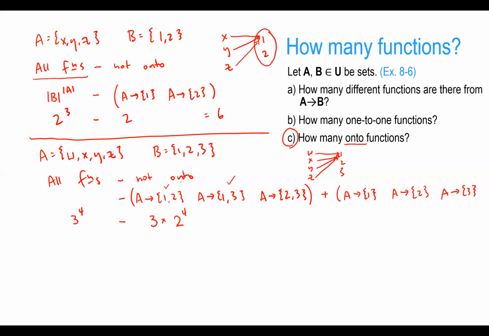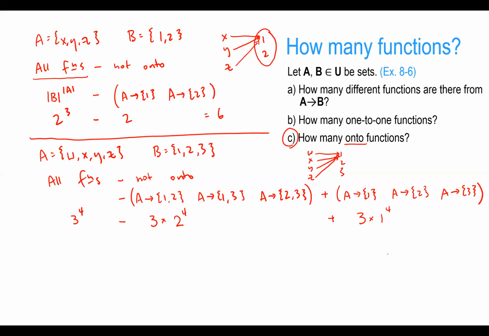Okay, so if we add that back in, then this is kind of like the inclusion exclusion rule, if you remember that from set theory. Now here we have 3, and then the number of functions of each is 1, size of B, to the size of A, right? 1 to the 4. Okay, so I hope you can start to see a small pattern here. We have 3 to the 4, and then the 2 to the 4, and then 1 to the 4.